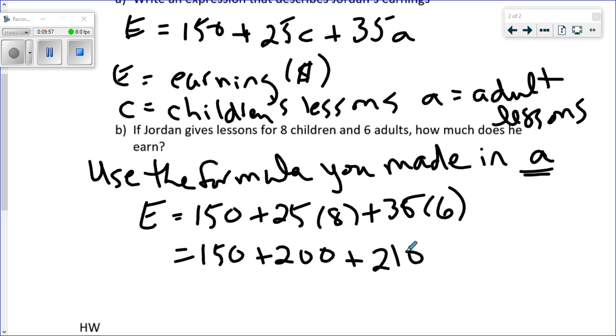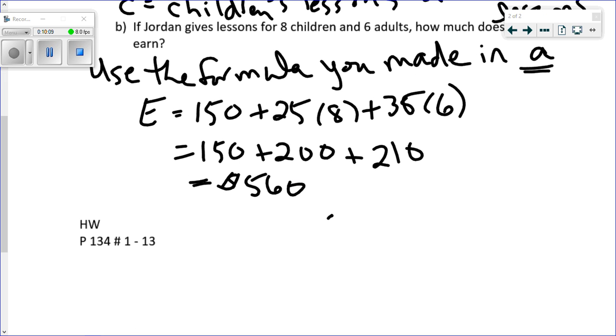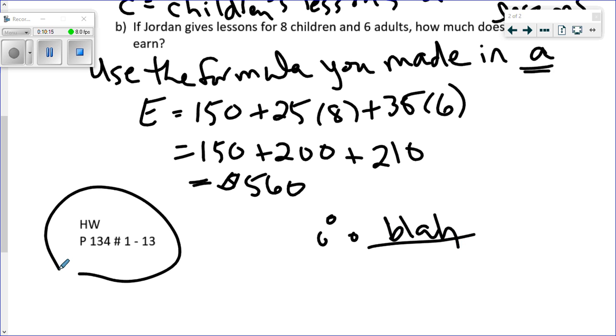35, 70, divided by 2. Yeah, 210. There we go. Now, it's a word question, so it deserves a word answer. Therefore, blah, because I'm just too lazy to write it out. And that's all she wrote for today.